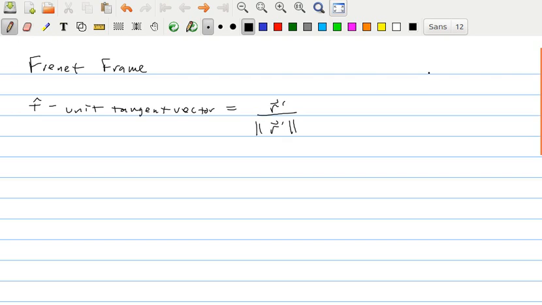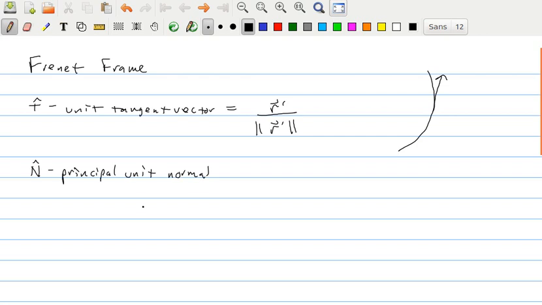In some sense, if we have a curve moving along like this, the tangent vector tells us that the curve is heading in this direction. It's the one that's running parallel, tangent to the curve. Next up, we have the principal unit normal vector. So the principal unit normal.